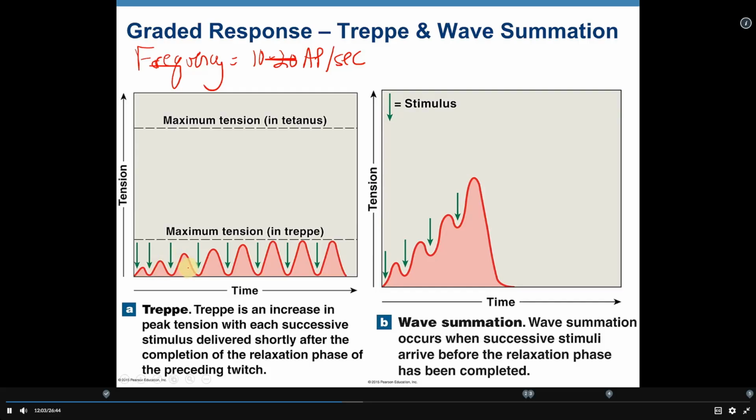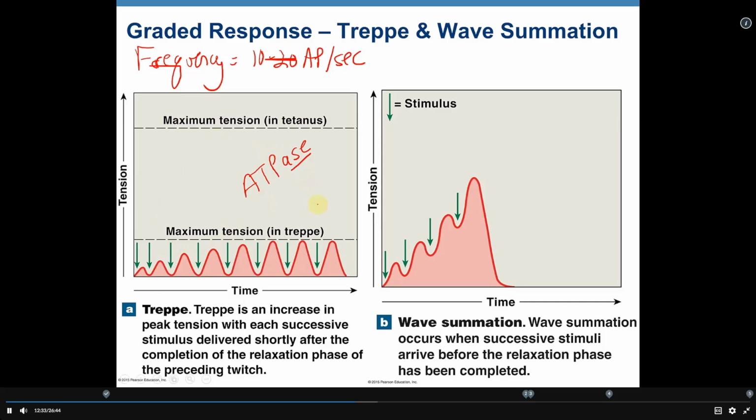The other reason why the force increases with repeated action potentials is that you're heating up the muscle. And as you heat it up, you increase the efficiency of ATPase. So remember, ATPase is an enzyme that's responsible for the hydrolysis of ATP. So the more efficient it is, the more ATP is hydrolyzed, the more energy the muscle is able to produce.